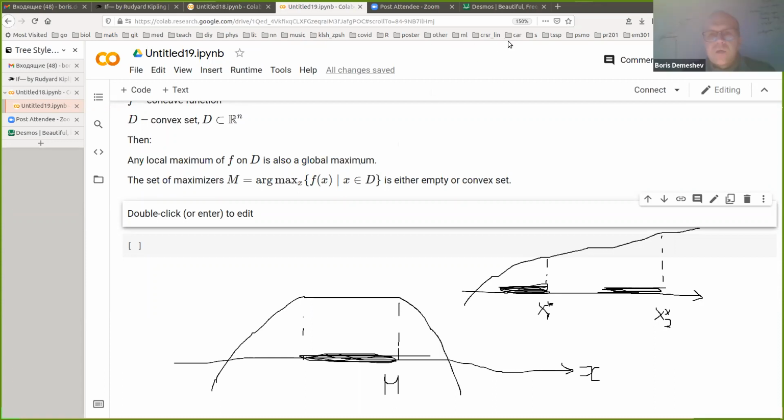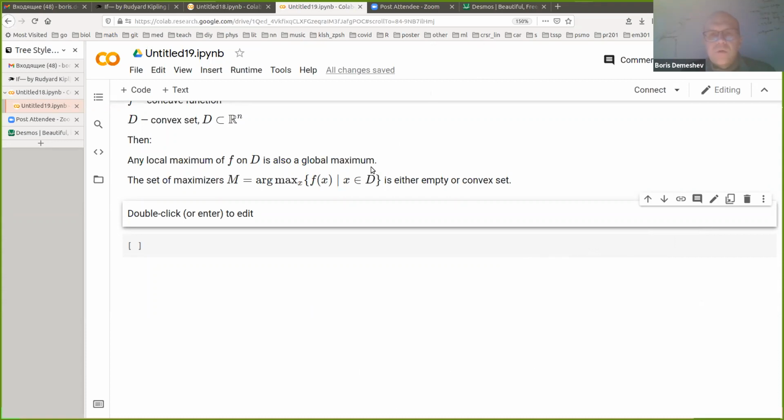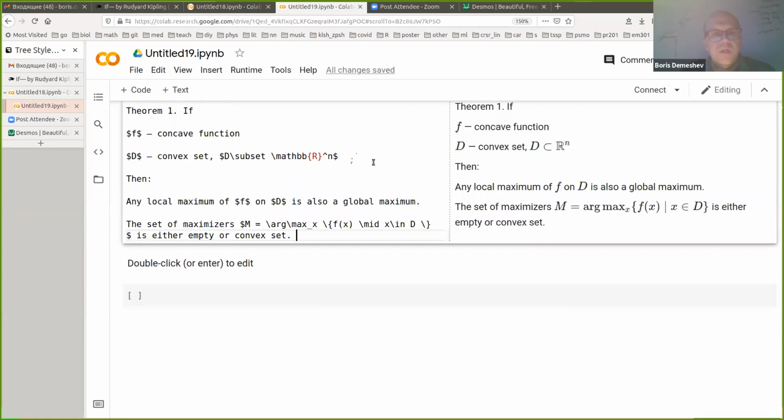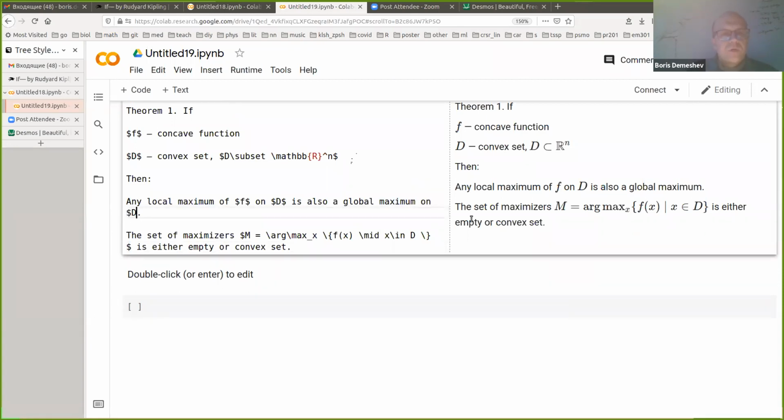Okay, so let me remove all the drawing. We always work on some constraint set, on D of f.